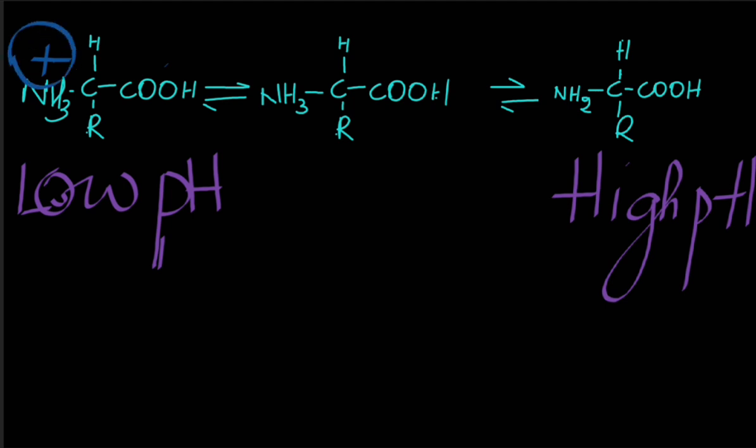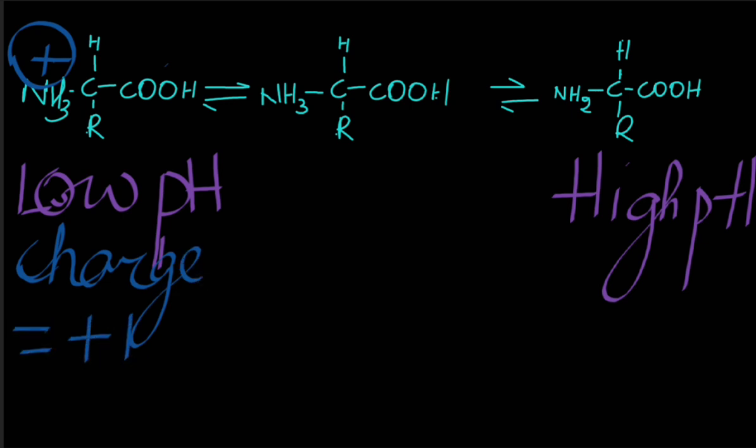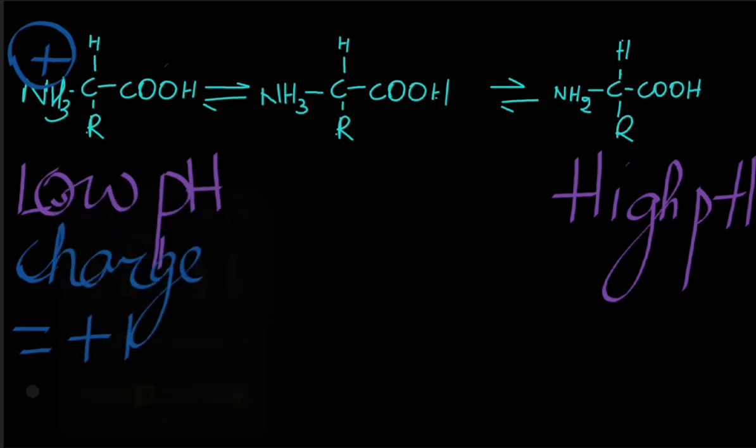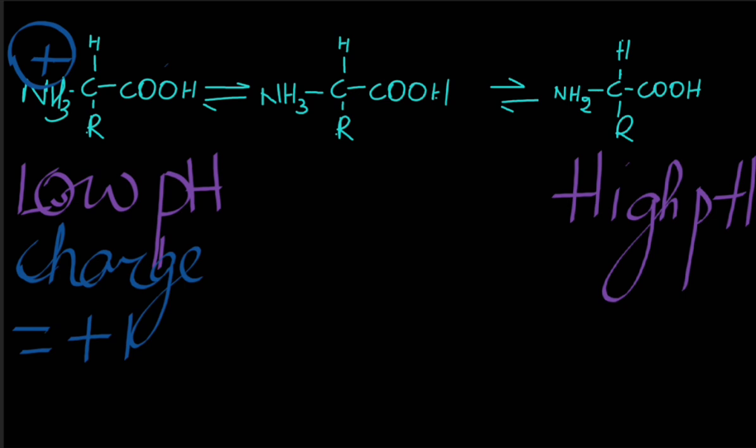So when an amino acid is present in low pH, right, then what is the charge? It is +1, right? +1. I'll use another color. This is very dull. Okay. So now let us talk about high pH. So when we talk about high pH, wait a minute. Let us not talk about the high pH first.